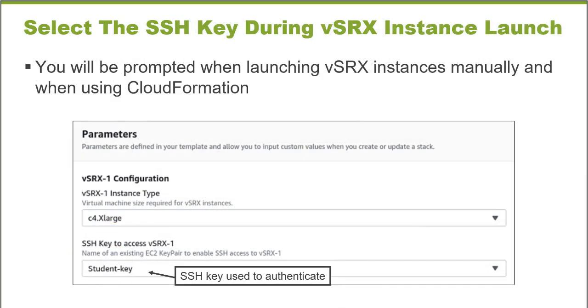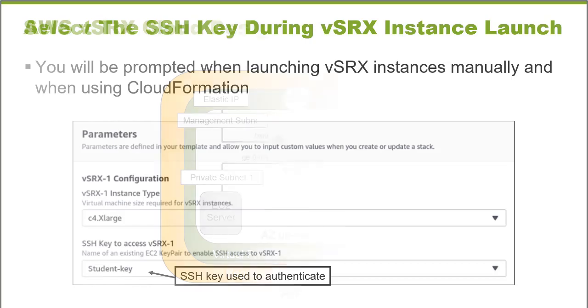Once the key pair has been created, you can now move forward with the process of launching a vSRX instance. Whether the instance is launched manually or using automation tools such as CloudFormation, at some point in the process you will be asked to identify the key pair that was previously created.